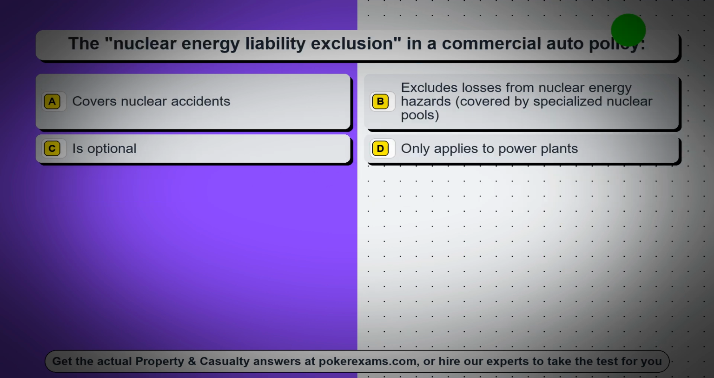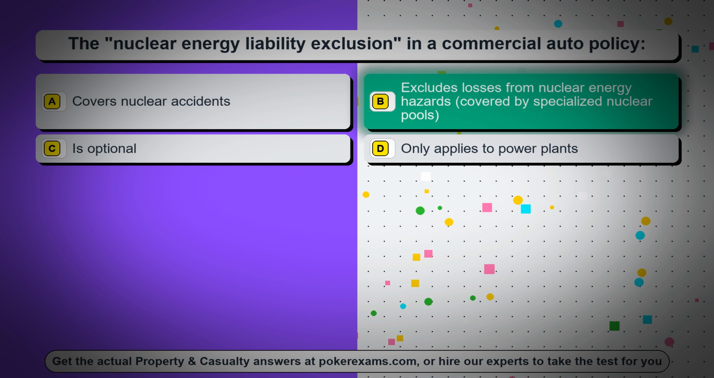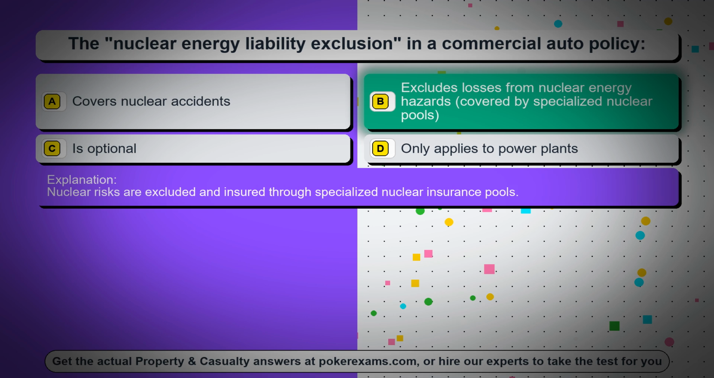Question 92. The nuclear energy liability exclusion in a commercial auto policy, option A, covers nuclear accidents, option B, excludes losses from nuclear energy hazards, covered by specialized nuclear pools, option C, is optional, option D, only applies to power plants. The correct answer is option B, excludes losses from nuclear energy hazards, covered by specialized nuclear pools. Nuclear risks are excluded and insured through specialized nuclear insurance pools.